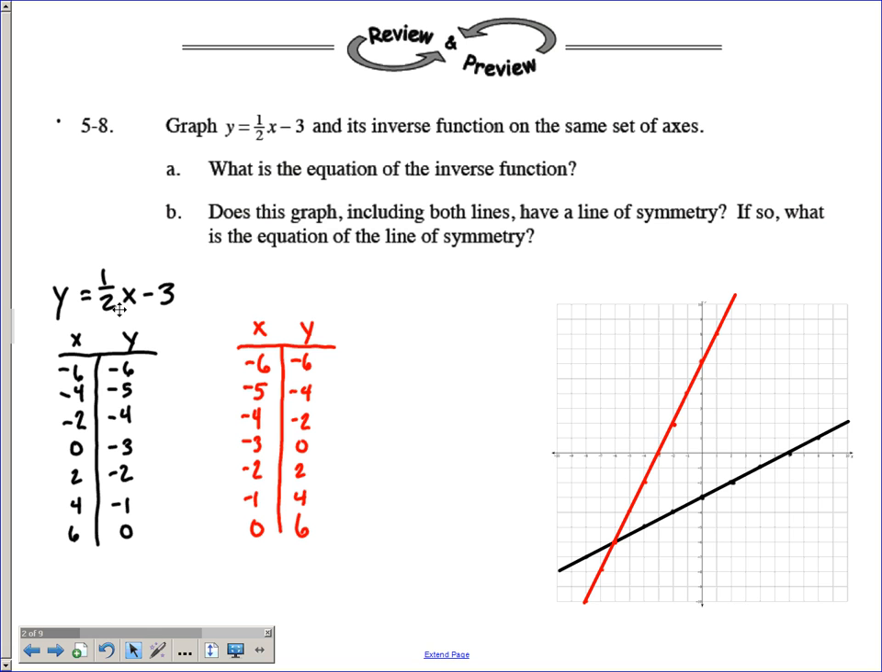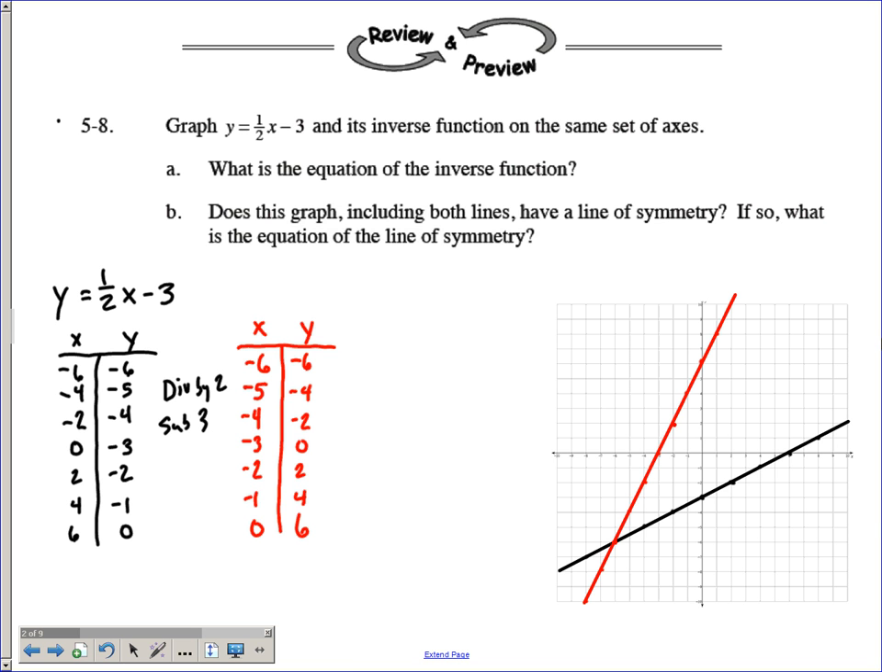If we list out our steps that we have for our original function here, we're taking x and we're multiplying it by 1/2, which is the same thing as dividing it by 2, right? So we could say we're dividing by 2, and then we were subtracting 3. Well, with our inverse, we are going to do pretty much the opposite. We're going to go in reverse order.